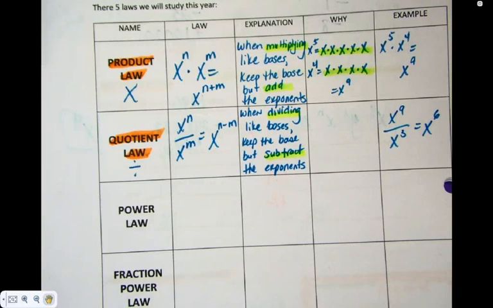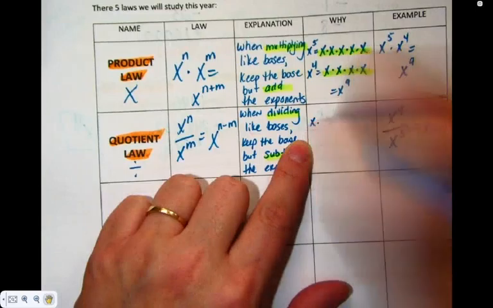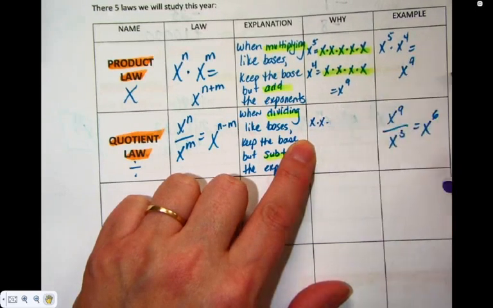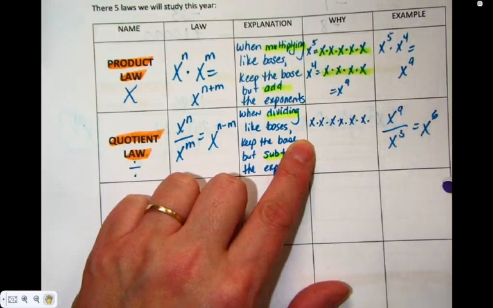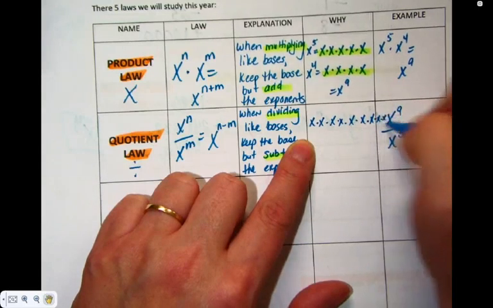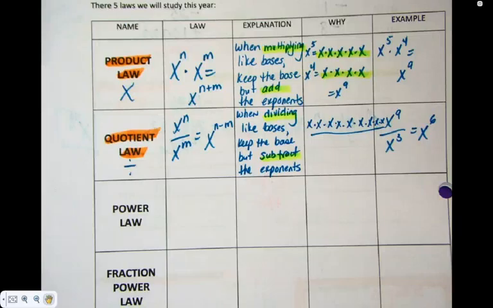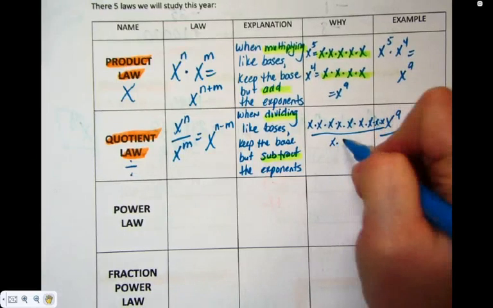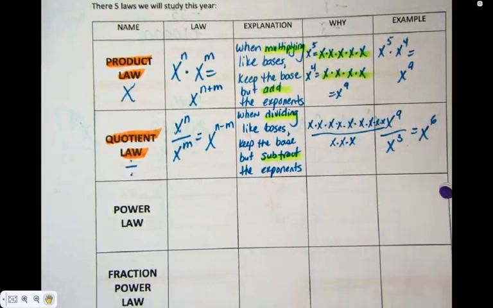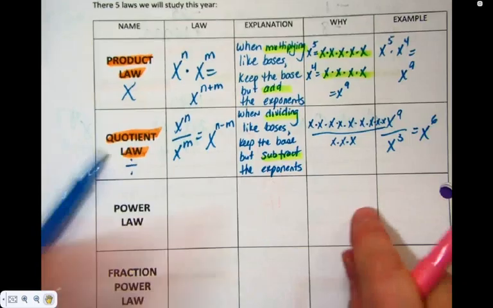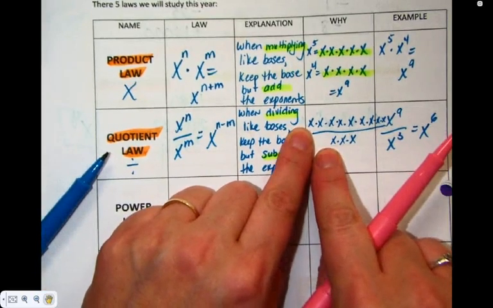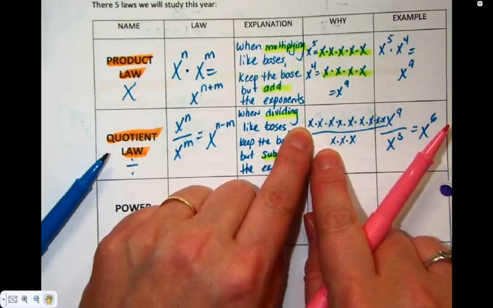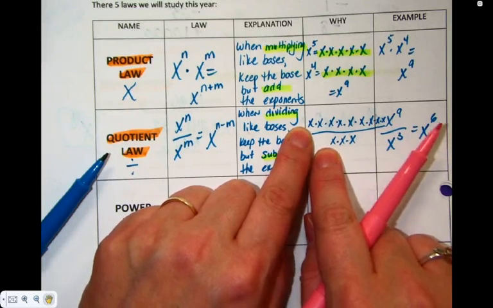Well, what does x to the 9 mean? X times x times x, how many more times? On the bottom, what does x to the 3 mean? X times x times x. And if I ignore everything else but the first x on the bottom and the first x on the top, what's x divided by x? Well, what's any number divided by itself? What's 4 divided by 4, or 5 divided by 5, or 20 divided by 20?